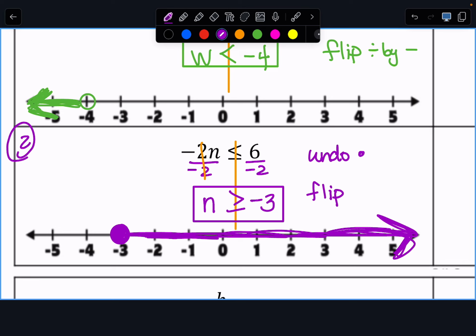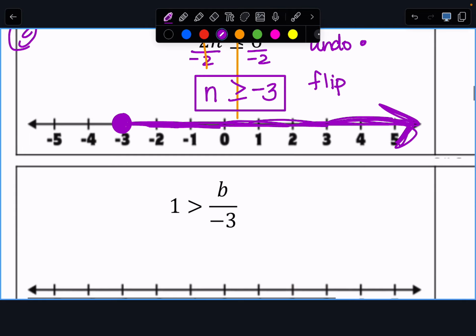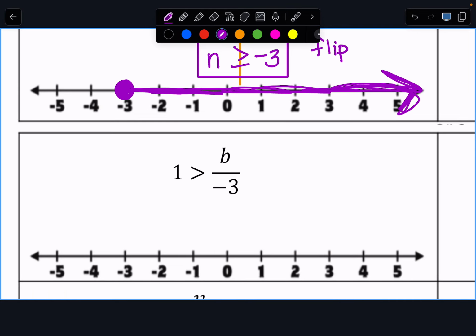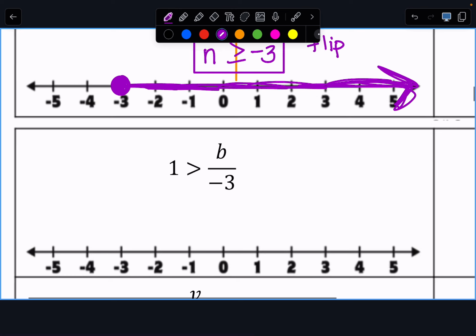Okay. Now, in number 3. Number 3 is kind of strange, isn't it? Why is number 3 a little different? Because the P is on the other side. Okay, so not only do we have a negative that we have to worry about, but it's also on the right side, our variable is.